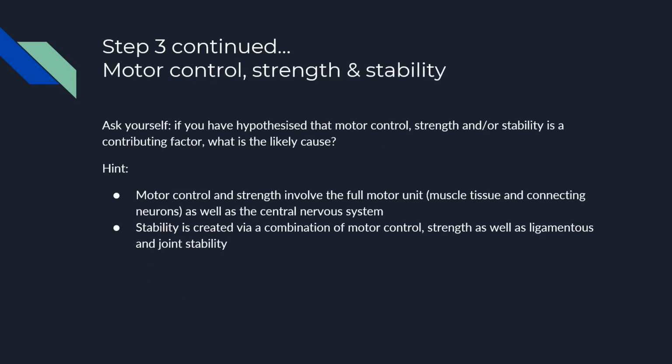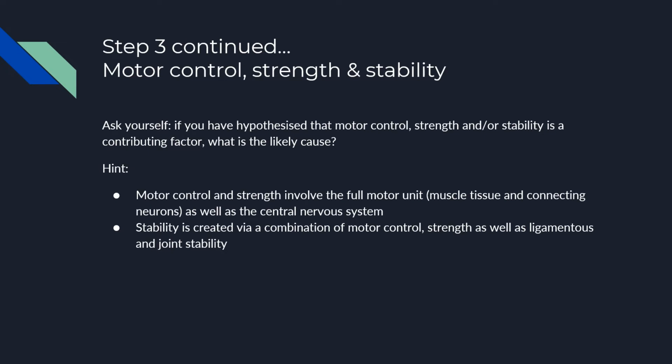Okay, so if you have hypothesized that motor control, strength, and or stability is a contributing factor to your observations, you need to ask yourself, what's the likely cause? So it's important to note that motor control and strength involve the full motor unit, which is the muscle tissue and the connecting neurons, as well as the central nervous system. So you're going to have to think about both of those. An example would be differentiating between, is this person's knee extension weak because they've got a torn quadricep, or is it weak because their brain can't tell their quads to turn on?